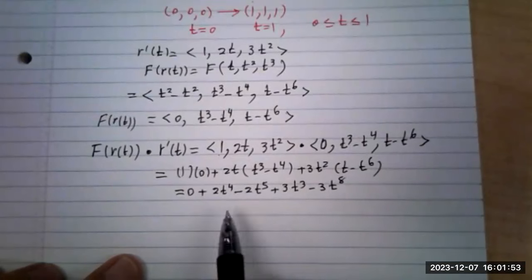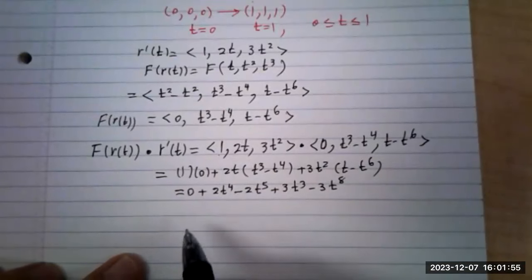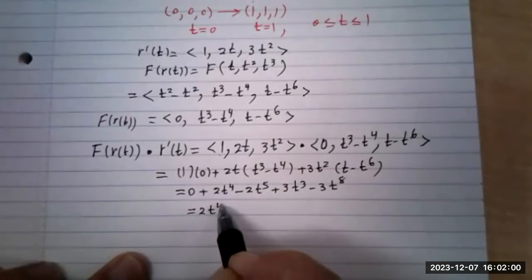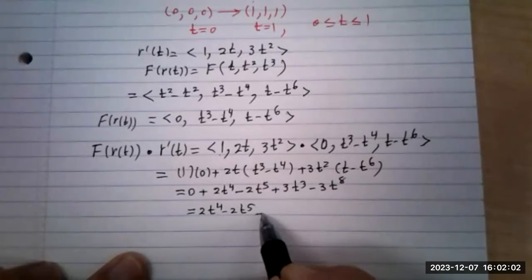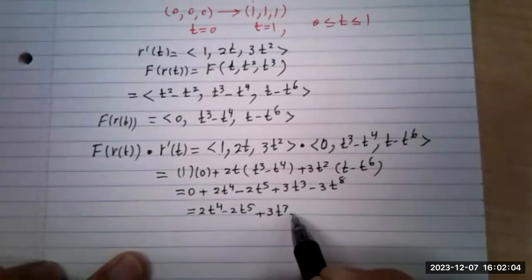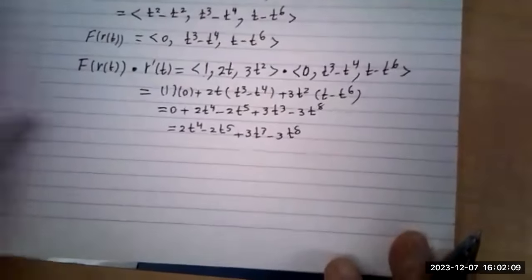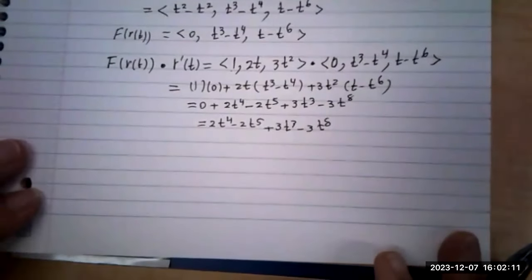Okay, combine the like terms. There is nothing to be combined. So this is it. That gives you 2t to the 4th minus 2t to the 5th plus 3t cubed minus 3t to the 8th. So that is going to be F of r(t) dot r prime of t, now integrated.